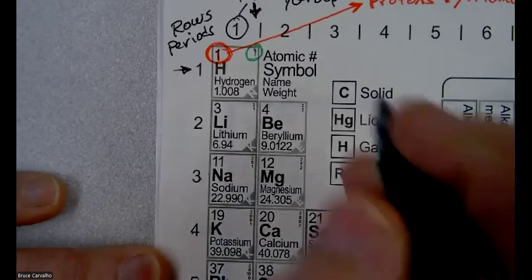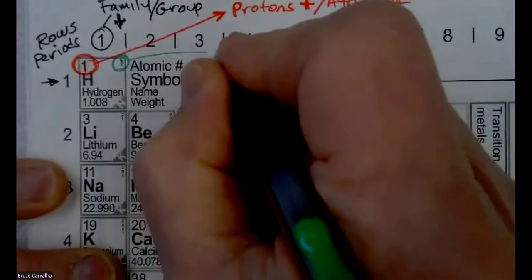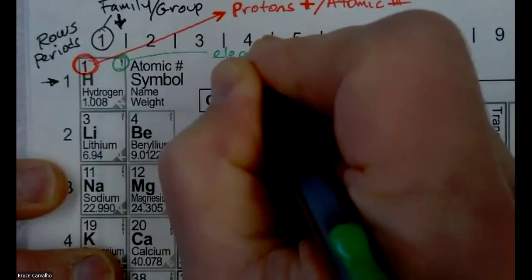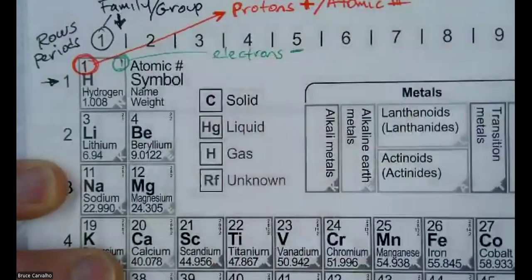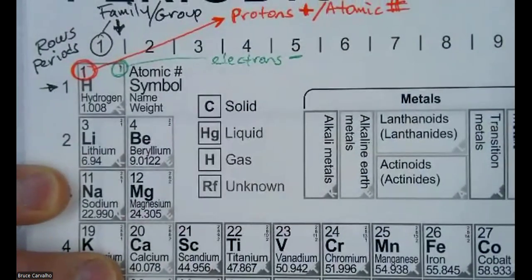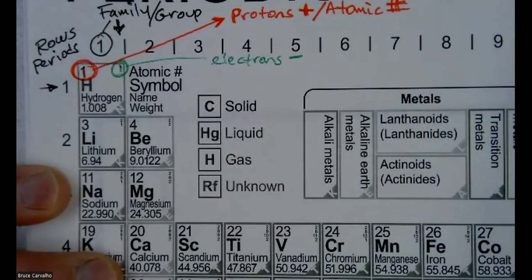That number, if we haven't gotten there yet, is the number of electrons. And this is a minus charge. It should be the same as the protons because they balance each other out. It's such a sweet relationship. Positives and negatives. Magnets.